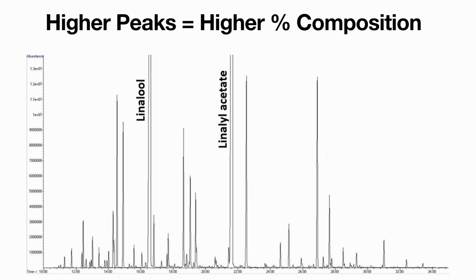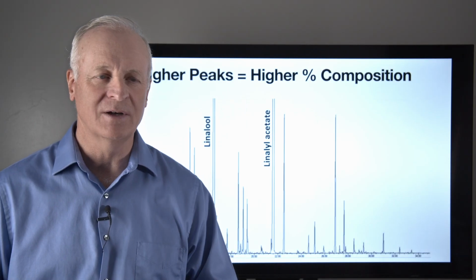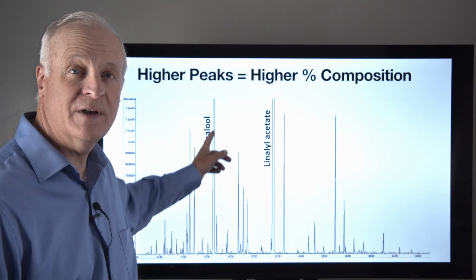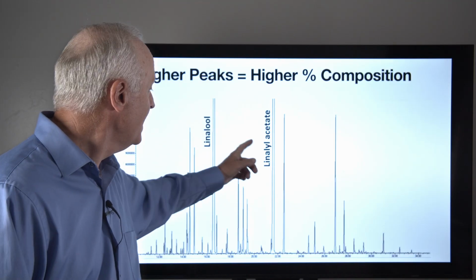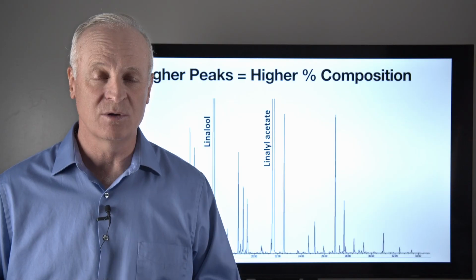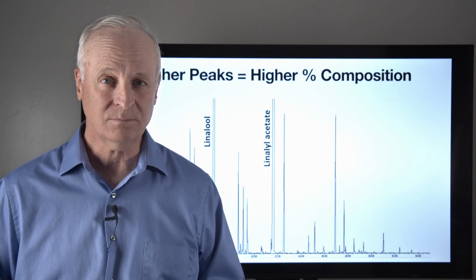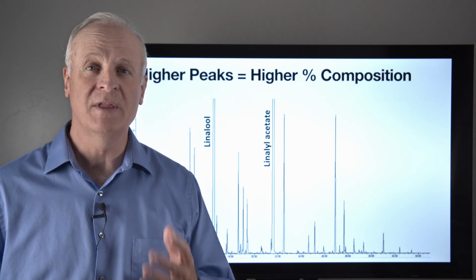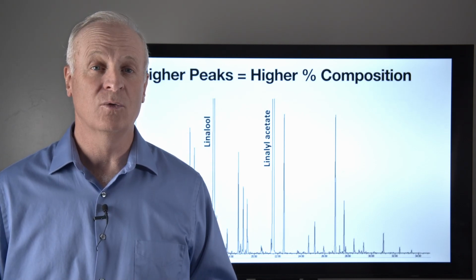Look at all these molecules. Each one of these vertical lines represents a different molecule. For instance, there's two of them that are labeled. Linalool, it's a very large peak. In fact, you can't even see the top. And linalyl acetate, another very major component of lavender. In this case, we have two of them with names. What about all the rest?